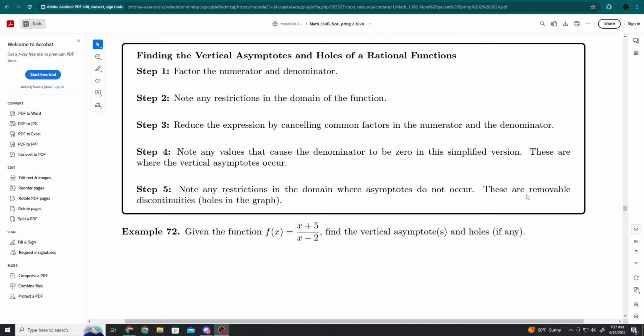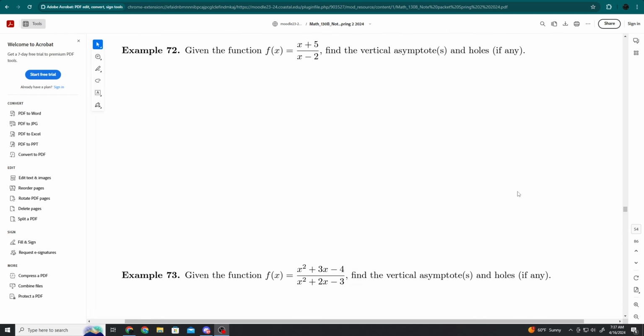Now, we have 2 examples we're going to take a look at first. We have x plus 5 over x minus 2. Then we have one that's a little more complicated with some quadratics. So let's take a look at those first. We pop over to the Jamboard here. Again, we're starting out with x plus 5 over x minus 2. I'm just going to leave off the function notation part because it's not too important for us right now. So it's x plus 5 over x minus 2.